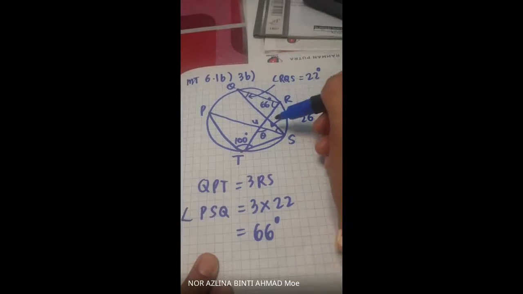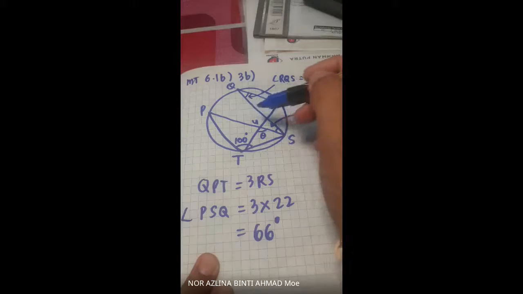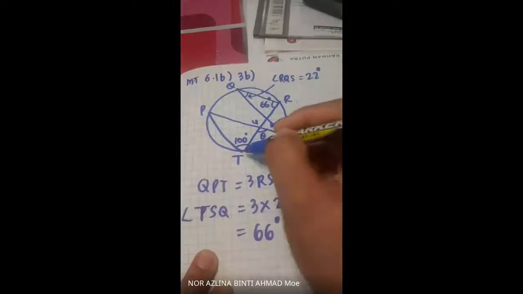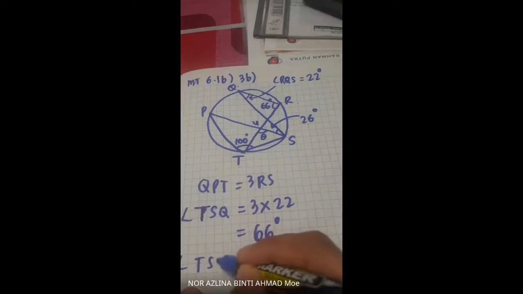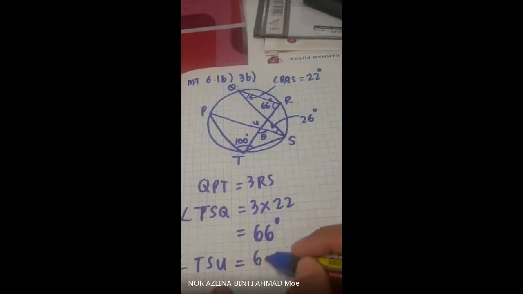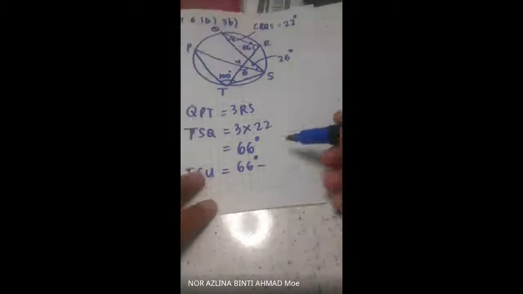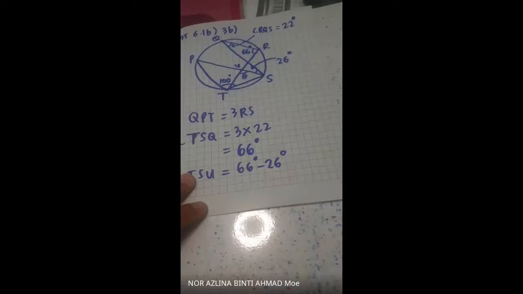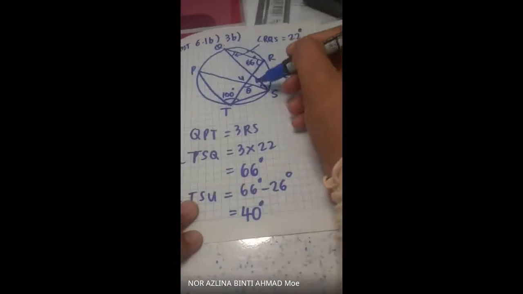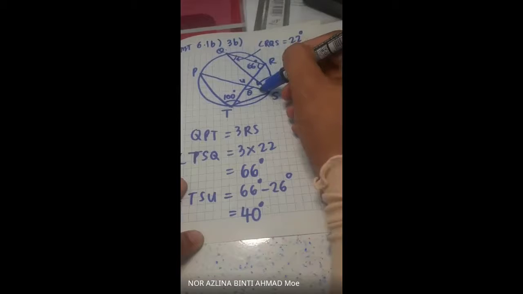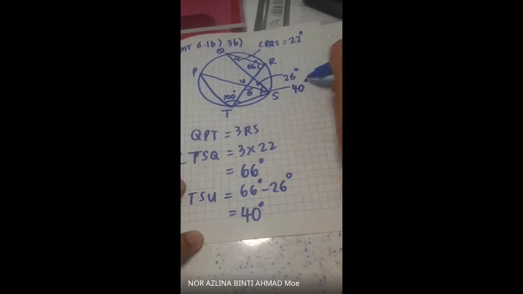Okay. So now we get for TSQ, yang ini, kita dapat 66. Sekarang angle TSU, we get 66 minus 26. So this is 40 degrees. So here 40 degrees. Angle S, 40 degrees. This is 40 degrees.